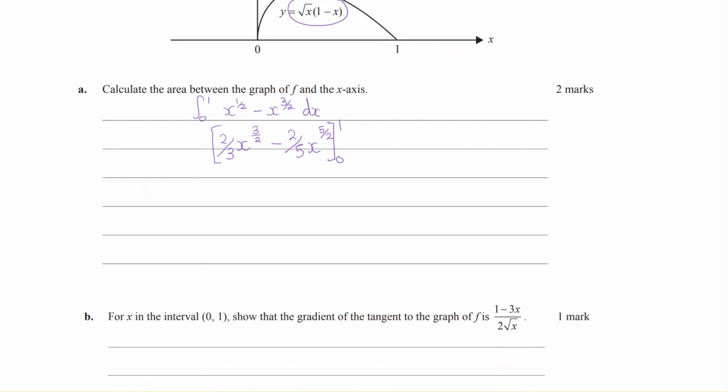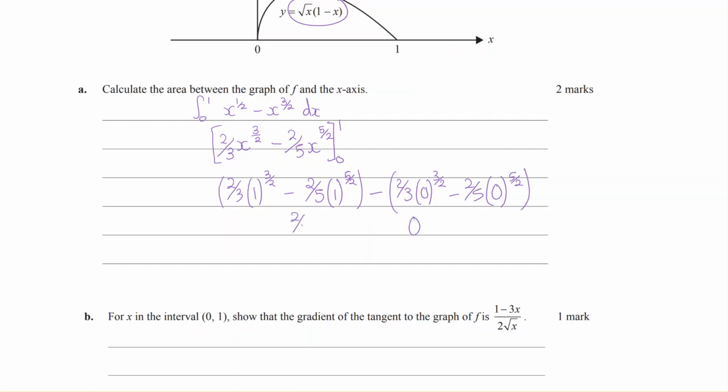So when we substitute in the 1 and the 0, we're going to get this first bracket, which is 2/3 of 1 to the power of 3 on 2, which isn't going to do very much at all. Take 2/5 of 1 to the power of 5 on 2, which again isn't going to do much at all. Take away 2/3 of 0, power of 3 on 2. Take 2/5 of 0 to the power of 5 on 2. So this whole thing's going to come out as 0.